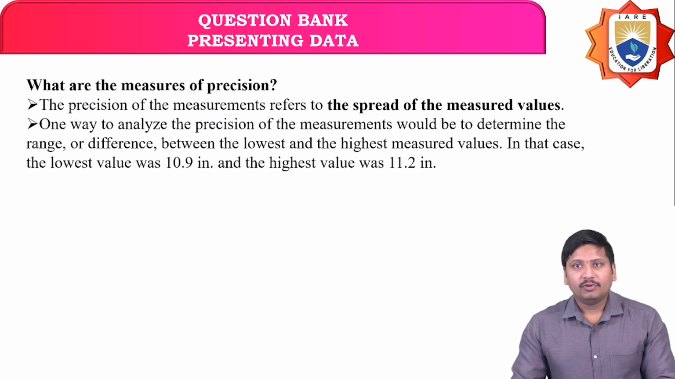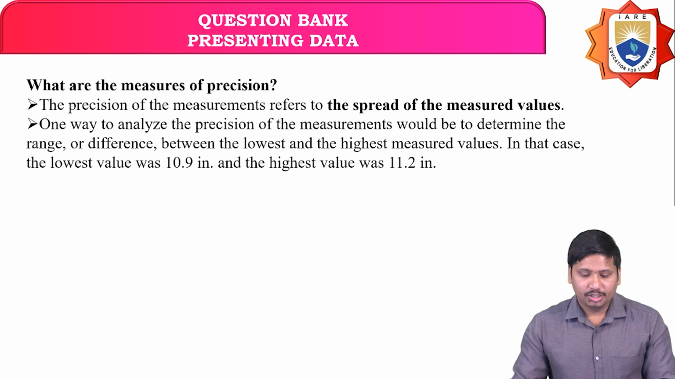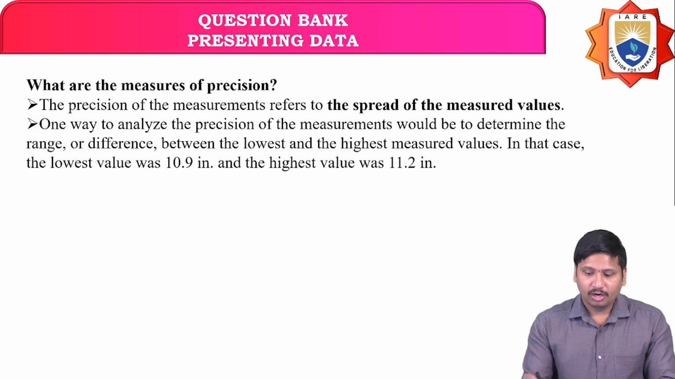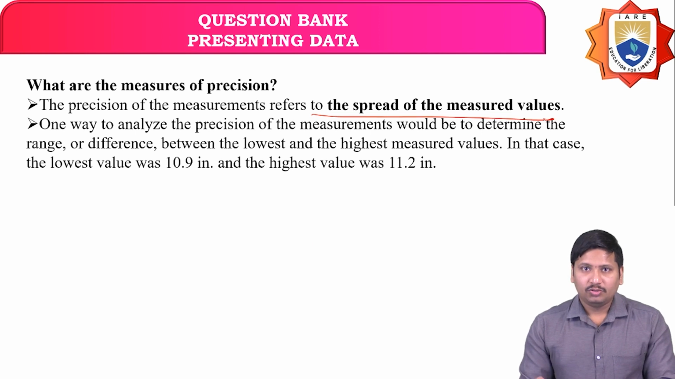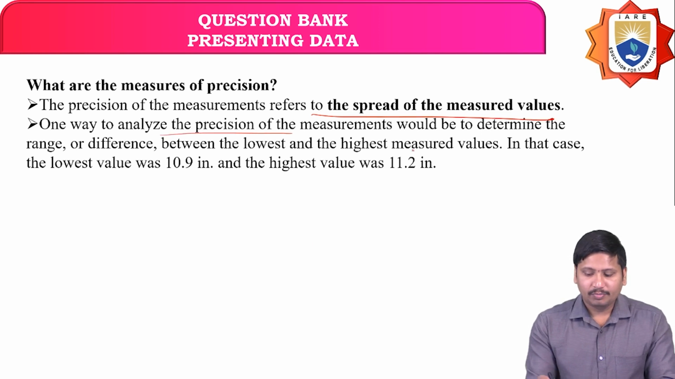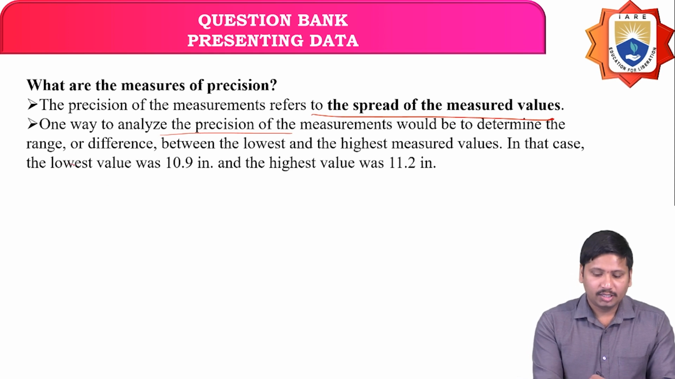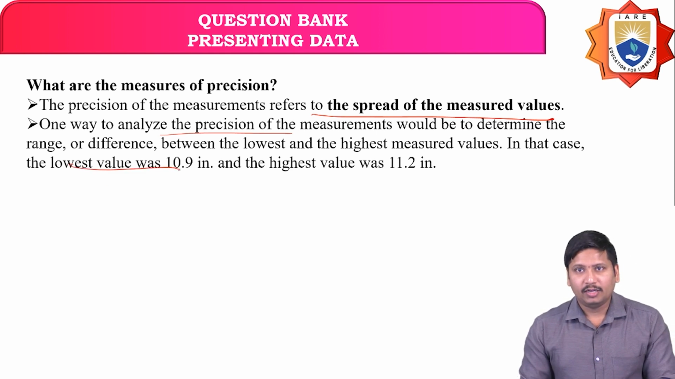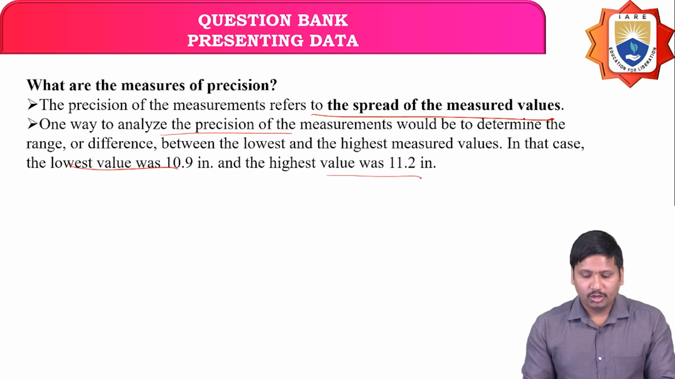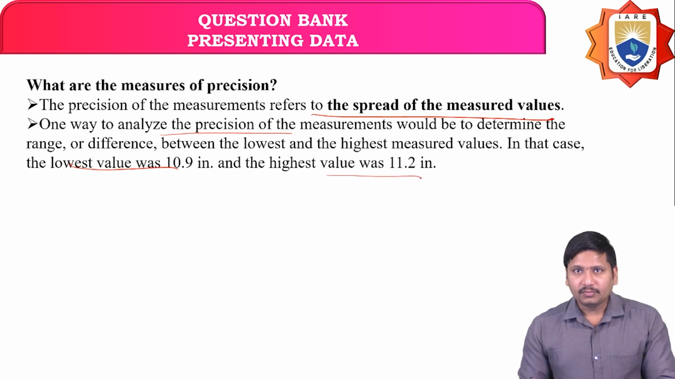What kind of measures have to be taken for precision? The precision of information refers to the spread of measured values. One way of analyzing the precision of measurements is determining the range, the difference between the lowest value and the highest measured value. For example, the lowest is 10.9 inches and the highest is 11.2 inches, like this.